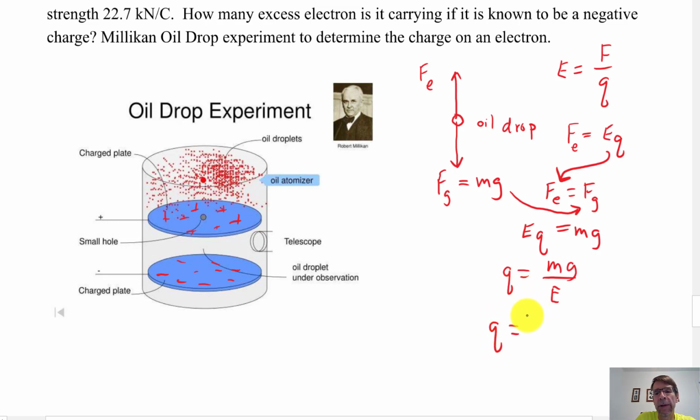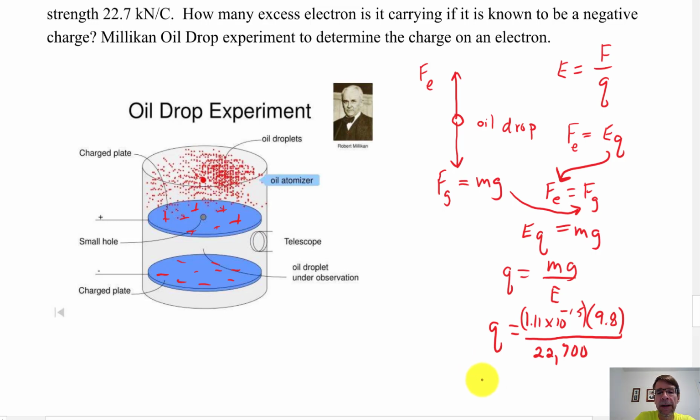M is 1.11 times 10 to the negative 15, very important, negative 15 kilograms. We want kilograms. G is 9.8. I'm going to use a little bit more precise number this time. I wouldn't use the 10. And E, it tells you it's 22.7 kilo newtons per coulomb, which is 22,700. I'll write that out. It's 22.7 times 10 to the third. Those are standard units now, but I had to convert that kilo. I had to multiply by 1,000.